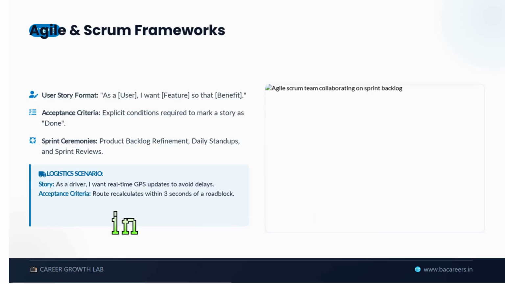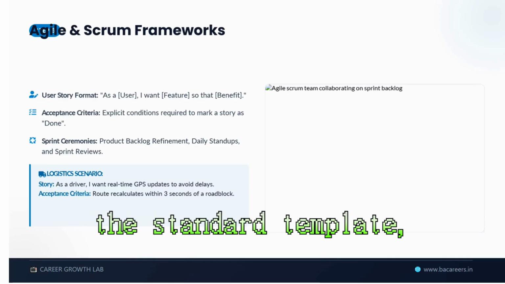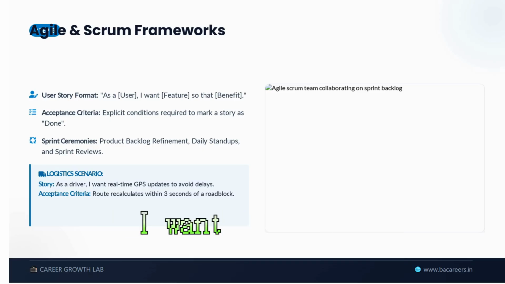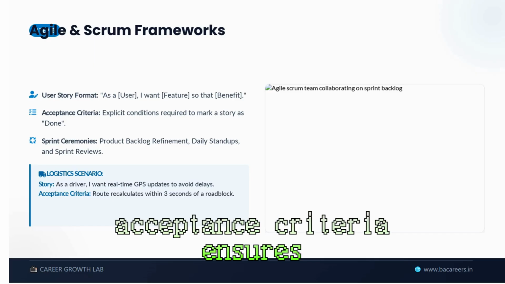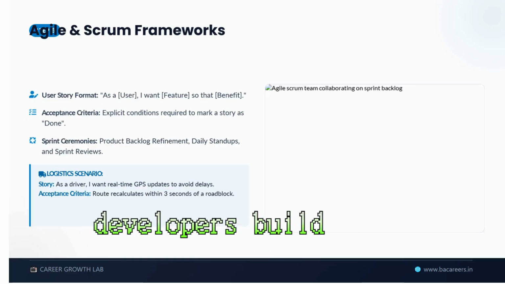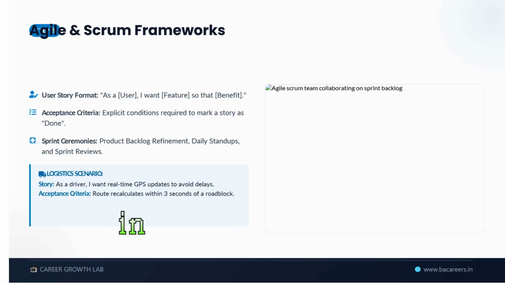Step 6 is working in Agile frameworks. You break requirements into user stories using the standard template. As a driver, I want real-time GPS updates so I can avoid traffic. The acceptance criteria ensures developers build it so the route recalculates in under 3 seconds.